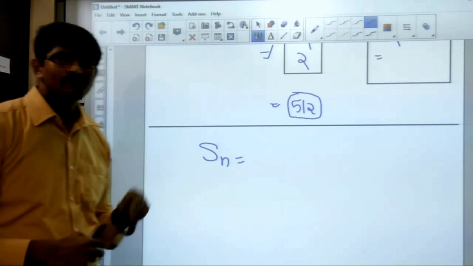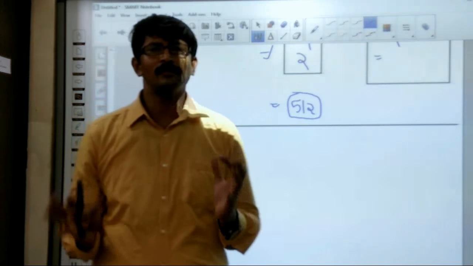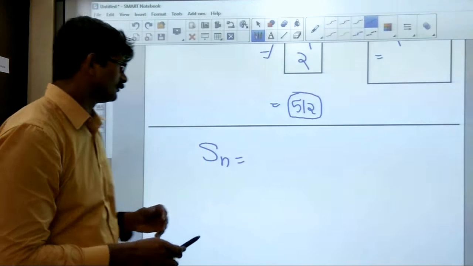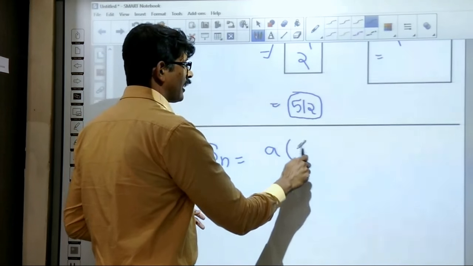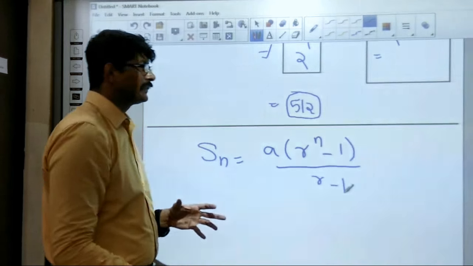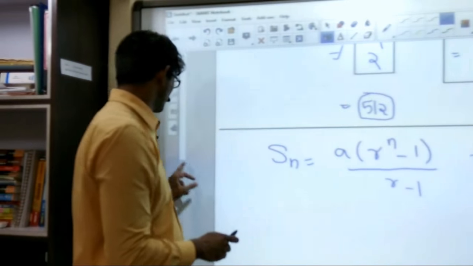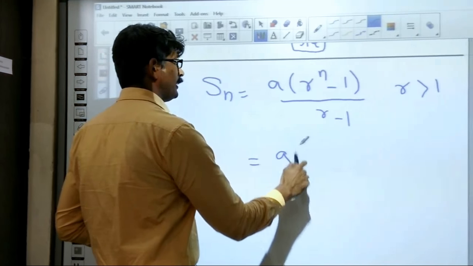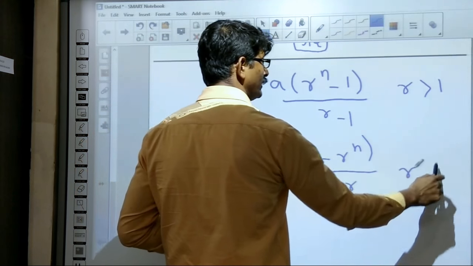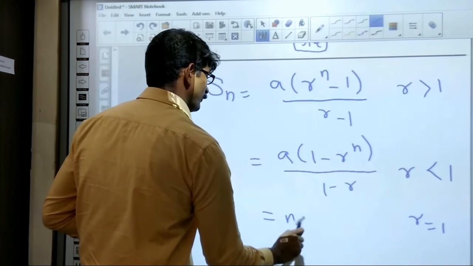So depending on that r, we have 3 formulas of S_n. Now what is this S_n, students? S_n is nothing but the sum of the first n terms. The formula is a (r raised to the power n minus 1) upon (r minus 1) in case r is more than 1. But if r is less than 1, it is a (1 minus r raised to power n) upon (1 minus r). And if r is equal to 1, then it is simply n a.